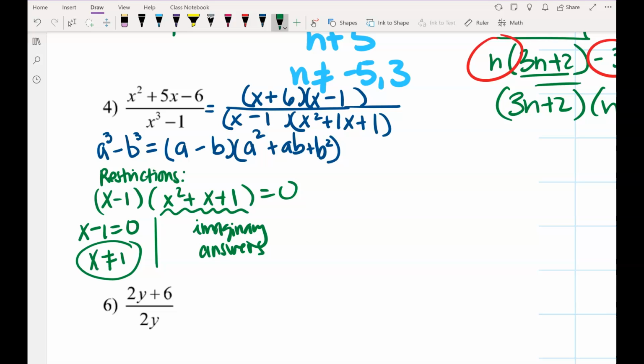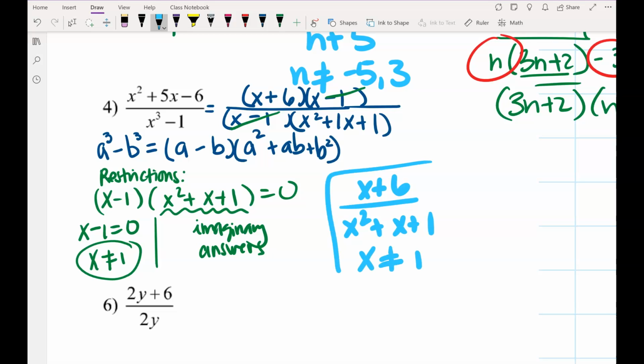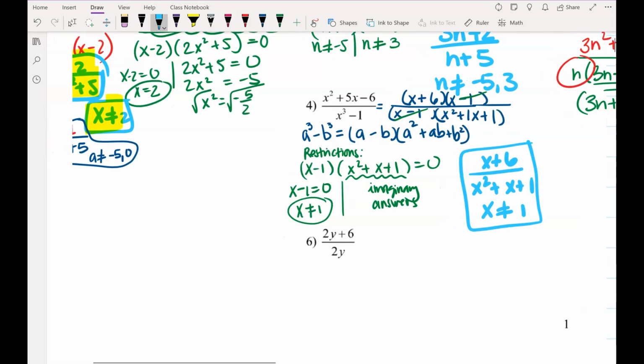All right. Then let's go and cancel. Bam and bam. So the final answer for example 4 is x plus 6, not minus 6. x plus 6 all over x squared plus x plus 1 with the restriction of x can never ever be 1. Ding, ding, ding. All right. Not too bad, right? We have 2 more examples to go.